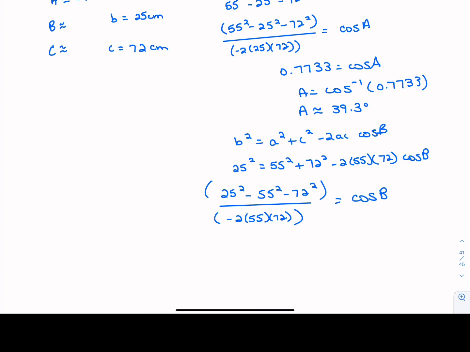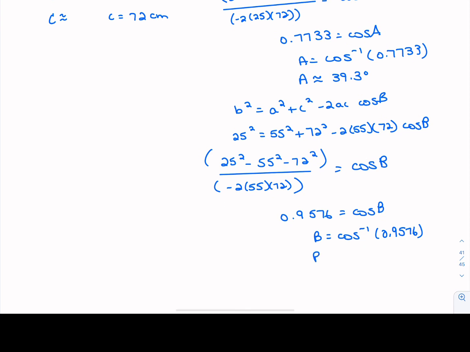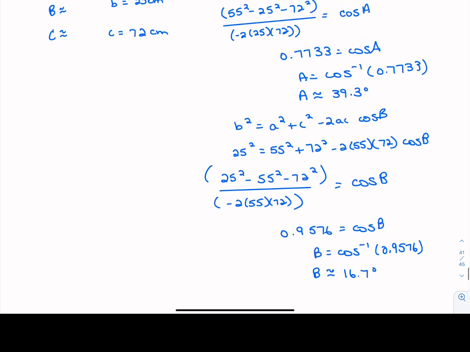So with that calculation, we'll get 0.9576 as the approximation for cosine B. So B will be cosine inverse of that decimal. So our approximation for B this time works out to 16.7 degrees. So angle B is roughly 16.7 degrees.